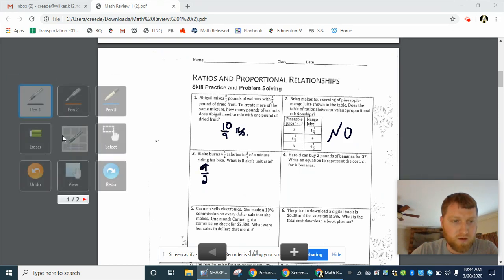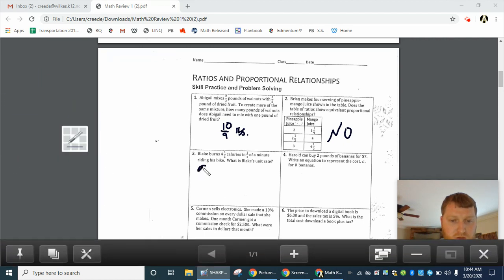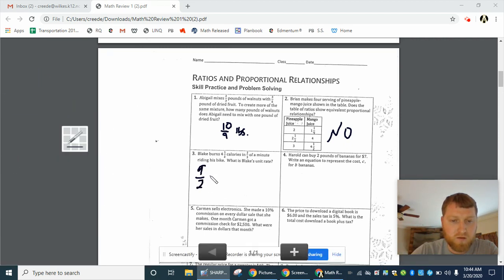Or Blake burns 9 halves, or 4.5 calories, in 2/3 of a minute. So we're going to take this and divide it by 2/3.